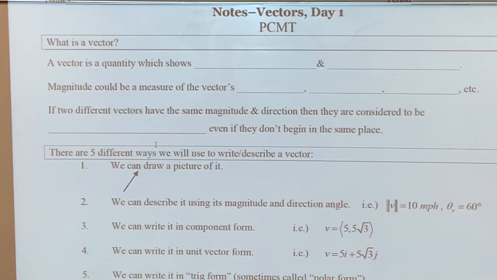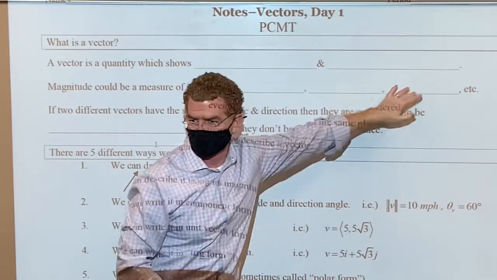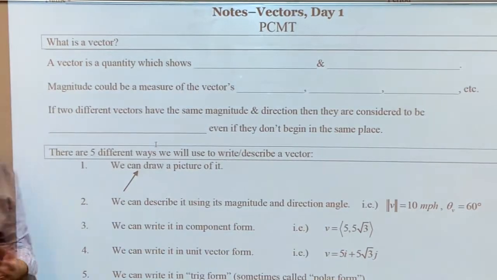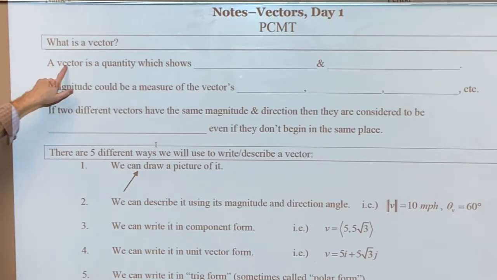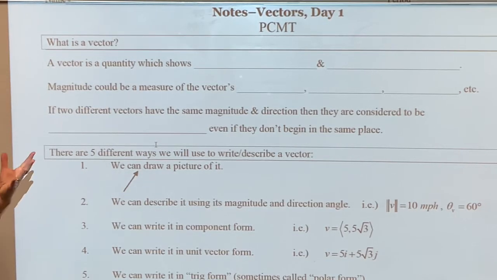All right? So first thing is a vector is a quantity which shows blank and blank. He said magnitude and direction. Okay, some people say quantity and direction, but I like to say the vector is a quantity, so we use magnitude and direction. And again, that magnitude, that strength of the vector can be measured in all kinds of different ways. And you'll see some of those as we move through here.